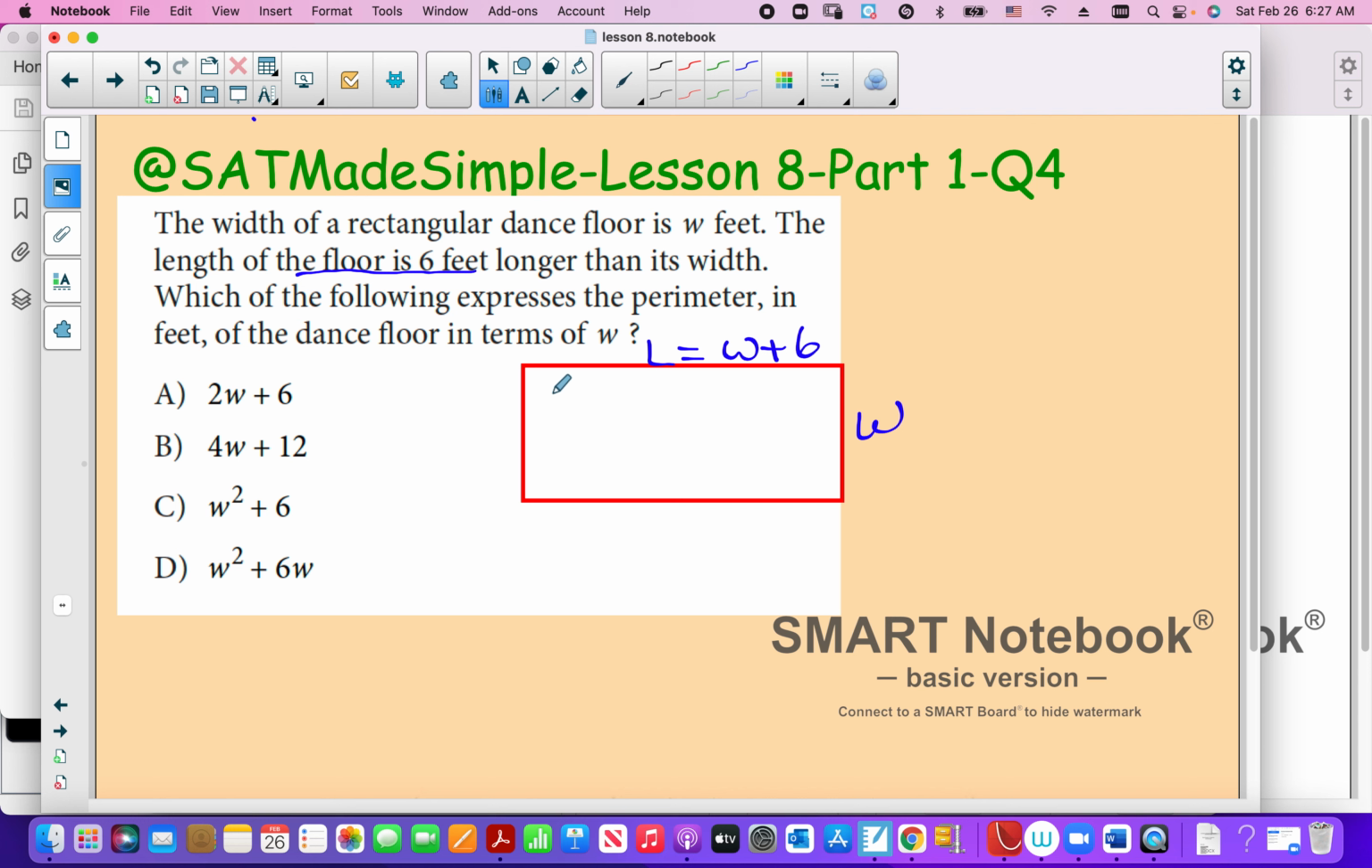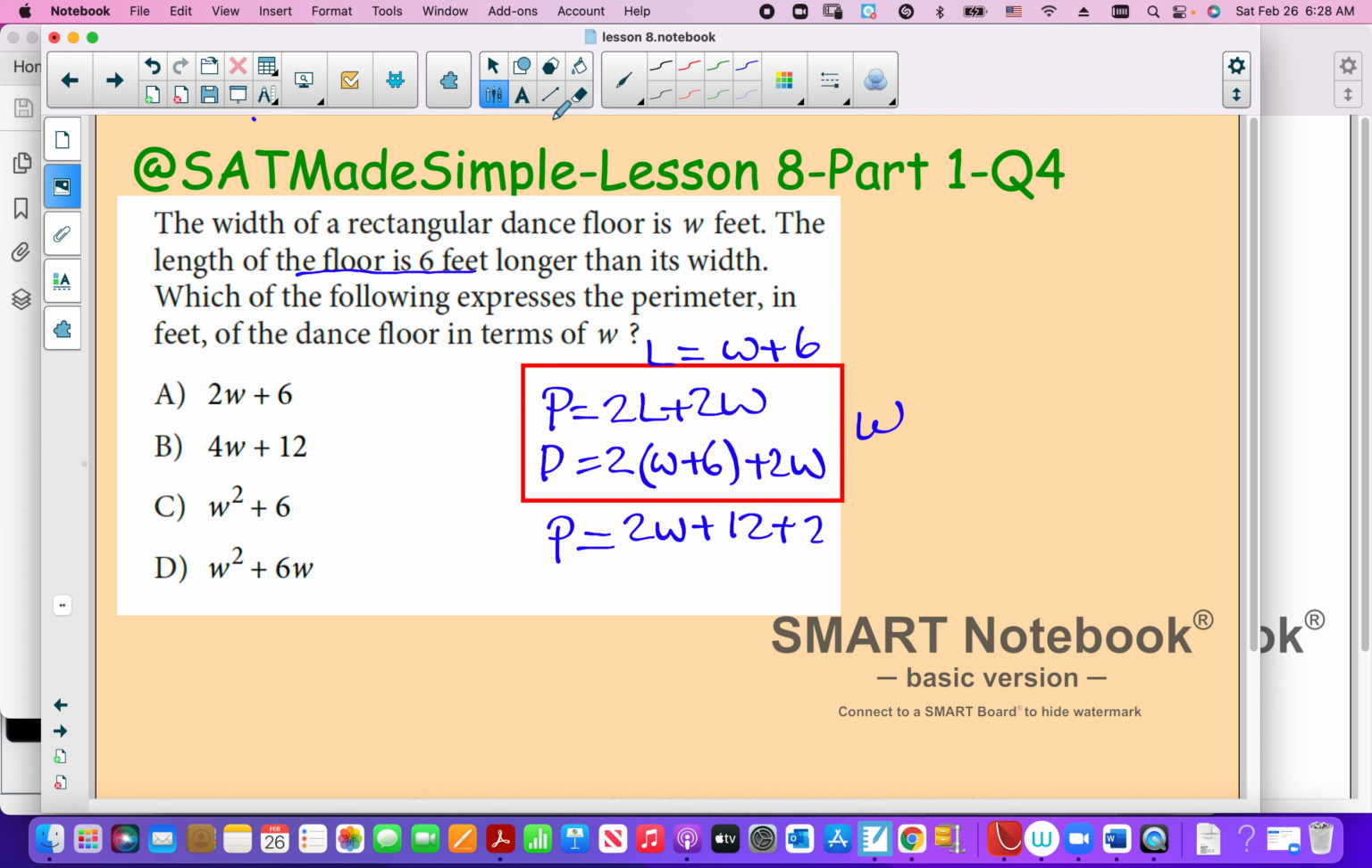We need the perimeter. The perimeter is equal to length plus 2 width. So 2 into length, I substitute W plus 6 plus 2 width. That gives me 2W plus 12 plus 2W. Sorry, this is 2W. Okay. So that gives me 4W plus 12. And that makes B my correct answer.